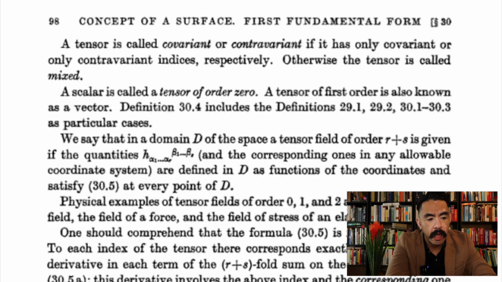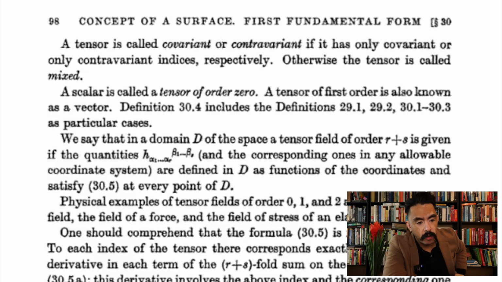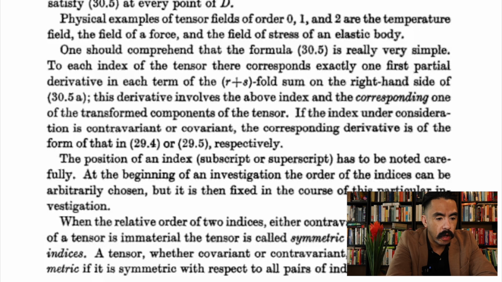We say that in a domain D of the space, a tensor field of order r plus s is given if the quantities h with a subscript alpha 1 through alpha r and a superscript beta 1 through beta s, and the corresponding ones in any allowable coordinate system, are defined in D as functions of the coordinates and satisfy the previously given transformation law at every point of D. Physical examples of tensor fields of orders 0, 1, and 2 are the temperature field, the field of a force, and the field of stress of an elastic body.